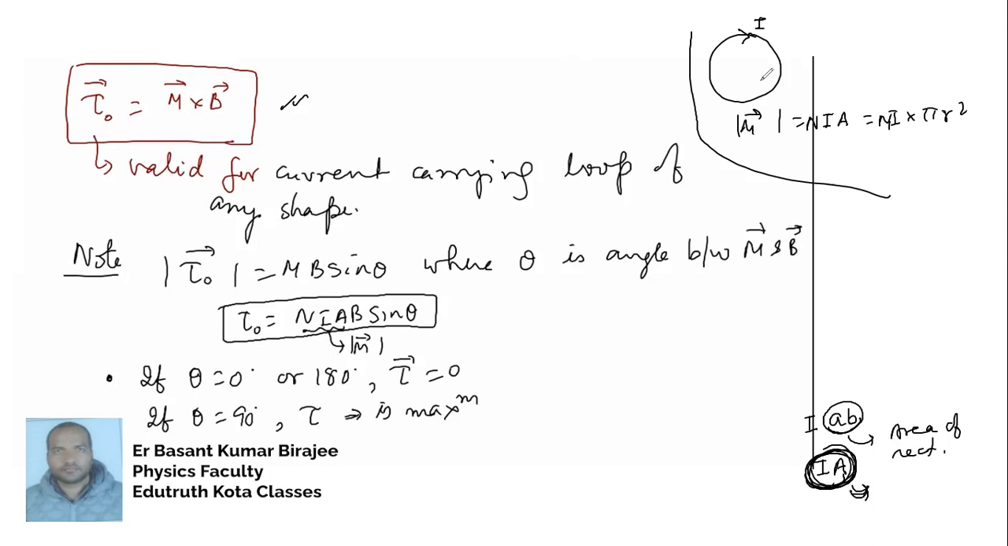Tell me fast. Your loop has anti-clockwise current. How do we find the direction of the magnetic moment? We curl the fingers of the right hand, the four fingers except the thumb, in the direction of current. Then your thumb points in the direction of the magnetic moment. So your magnetic moment here is inward.